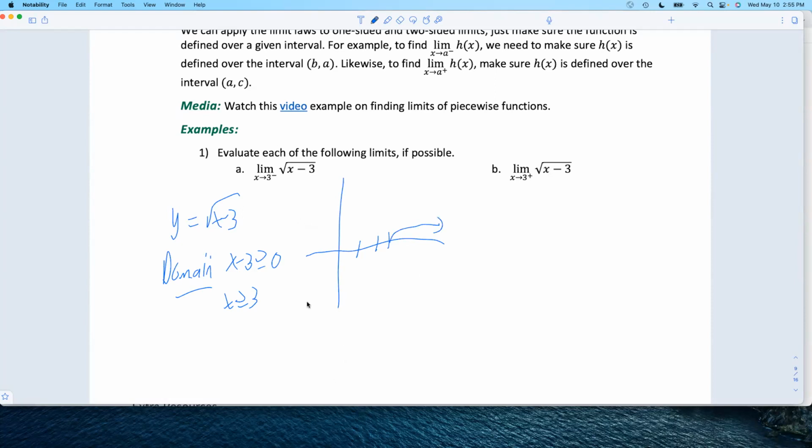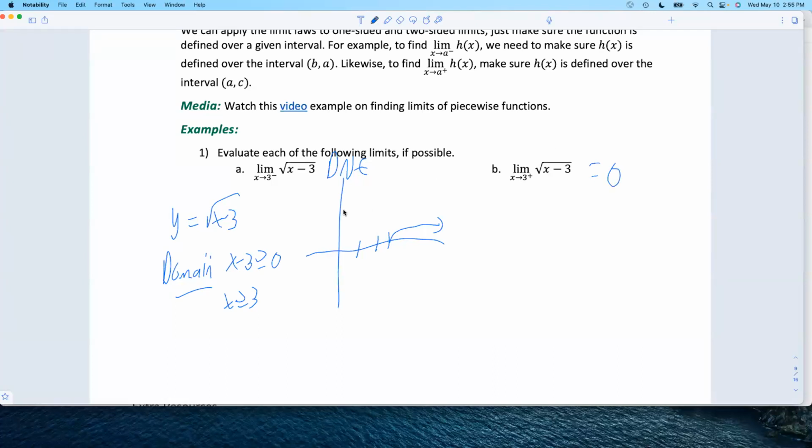So this question is saying, as I'm approaching from the left, that's not -3, as I'm approaching this graph from the left, what y value am I approaching? I don't have any y values over here. Nothing's over here. This guy just doesn't exist. There's nothing over there. This one says, as you're coming in from the right, what value are you approaching? Oh, there, same thing I would get if I plugged in 3. Square root of 0 is 0.